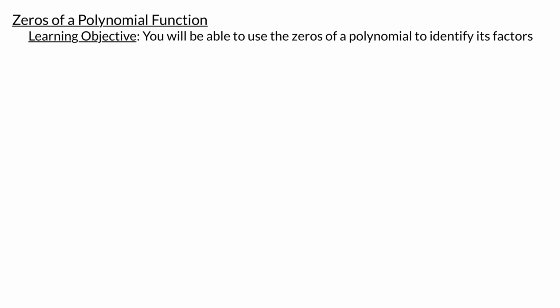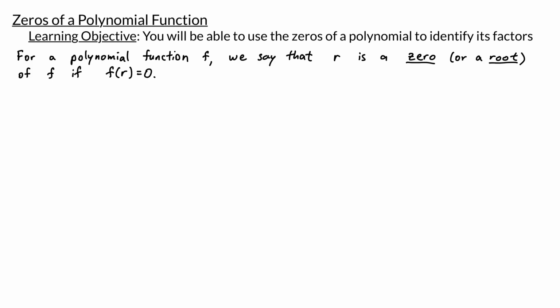In this video, we are going to be talking about zeros of a polynomial function. These are also called the roots of a polynomial. For a polynomial function f, we say that a number r is a zero or a root of that function if f of r is equal to 0. So essentially, zeros or roots are the inputs that you can plug into the function so that you get 0 as the output. Let's take a look at some examples.